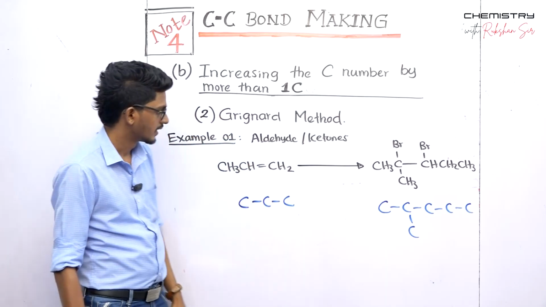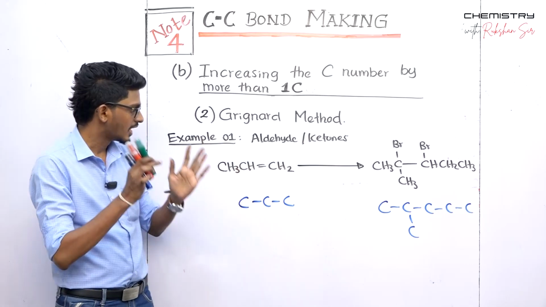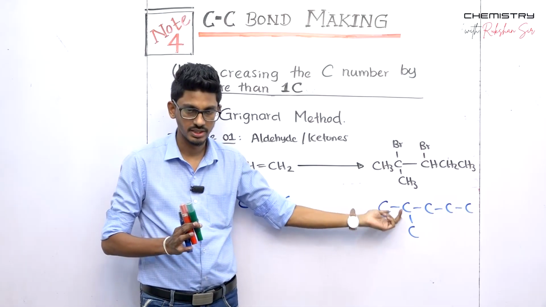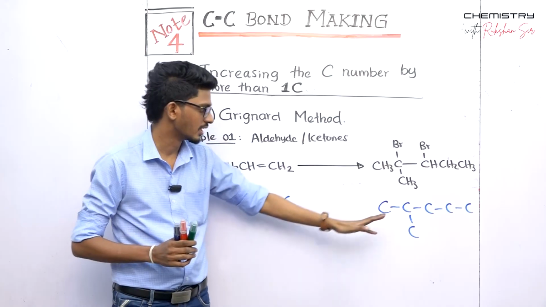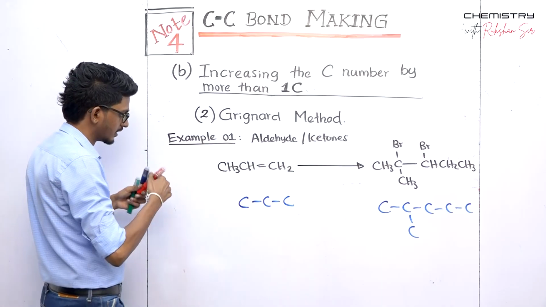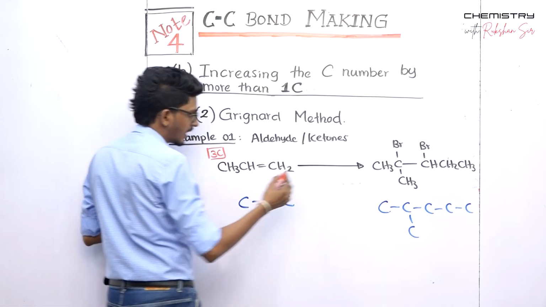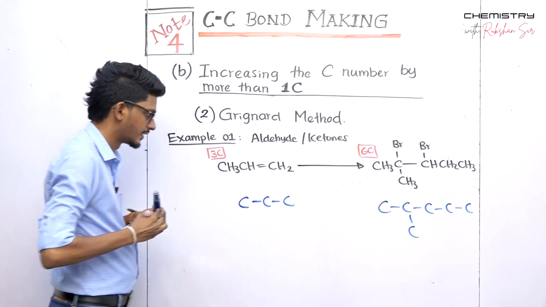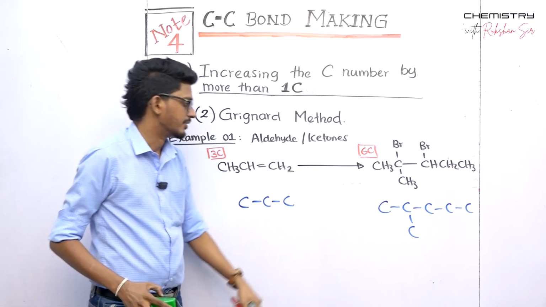Right. Okay. So we are going to use this Grignard technique, the Grignard method, to come up with this correct carbon skeleton. That is what we are going to do now. Let's see. We are starting with a 3 carbon skeleton, and we are ultimately having a 6 carbon skeleton. We are going to use the Grignard technique to come up with this carbon skeleton.